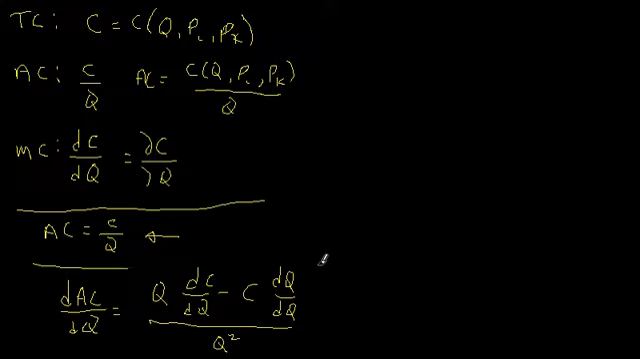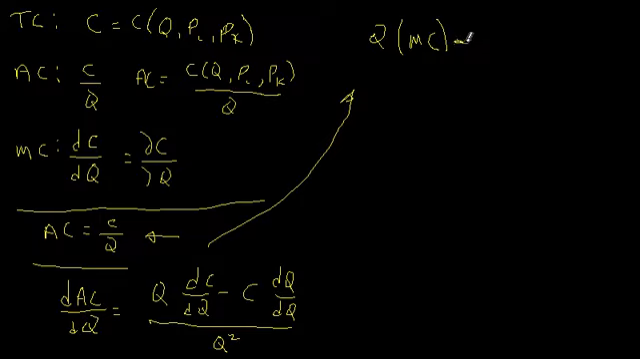So, for example, the question might be, what's true when average cost is minimized? Q times marginal cost minus C, and this of course is 1, equal to 0, and of course we have the squared term in the denominator.